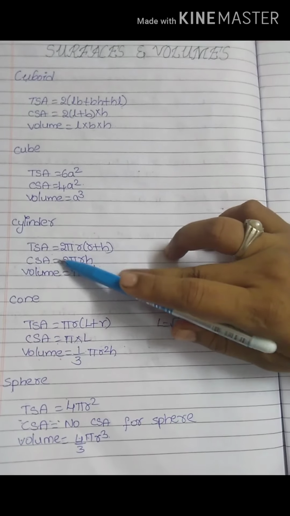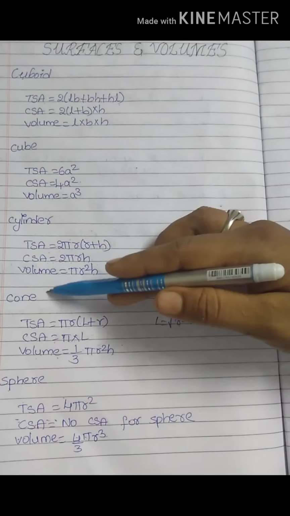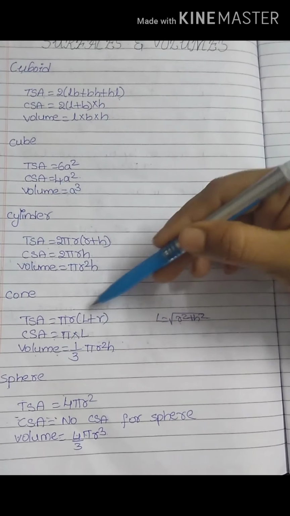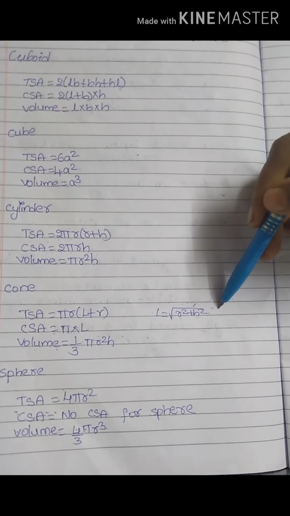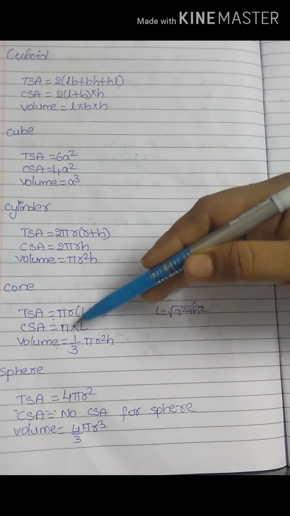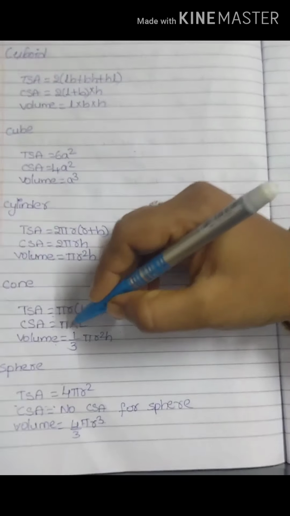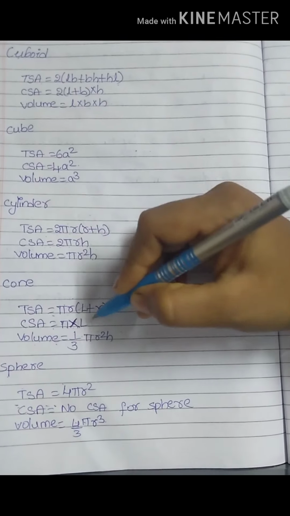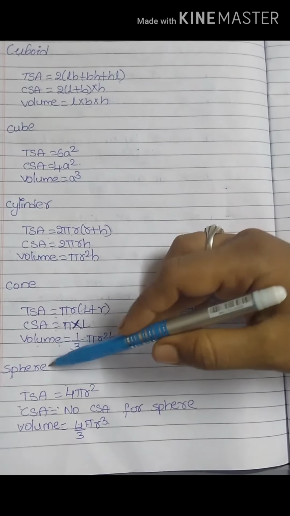Cylinder. TSA is equal to 2 pi r into R plus H. CSA is equal to 2 pi r H. Volume is equal to pi r square H. Cone. TSA is equal to pi r into L plus R. L is equal to root of R square plus H square. CSA is equal to pi r L. Volume is equal to 1 by 3 pi r square H.